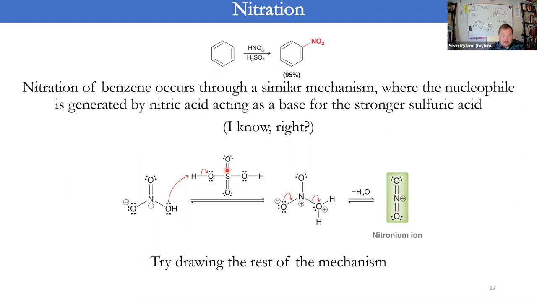All right. For practice's sake, let's do this one more time. This is the process of generating the electrophile. Now use nitronium as your electrophile and draw the sigma complex and what your final product would look like. And I need to step away for one second, so I'm going to turn off my camera and then we'll come back and go over it.